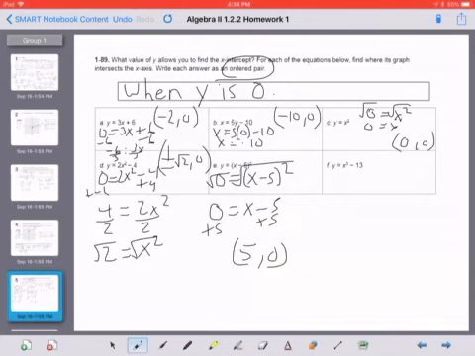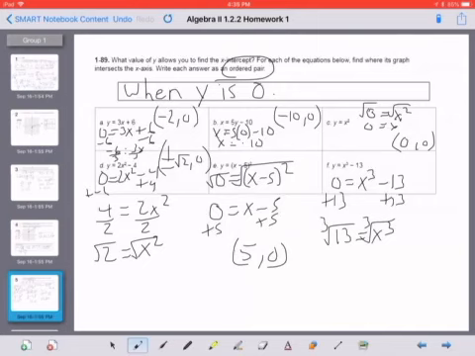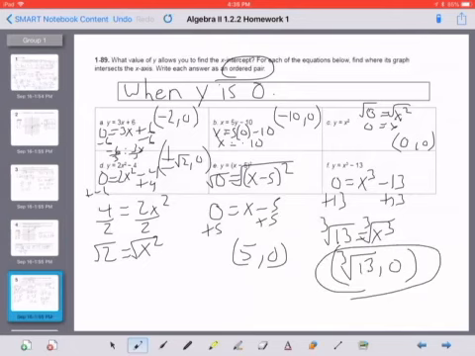And then in the last one, we plug in 0 equals x cubed minus 13. So we add 13 to both sides. So 13 equals x to the third power. Take the cube root of both sides. So the correct answer is the cube root of 13, 0. That would be our answer.